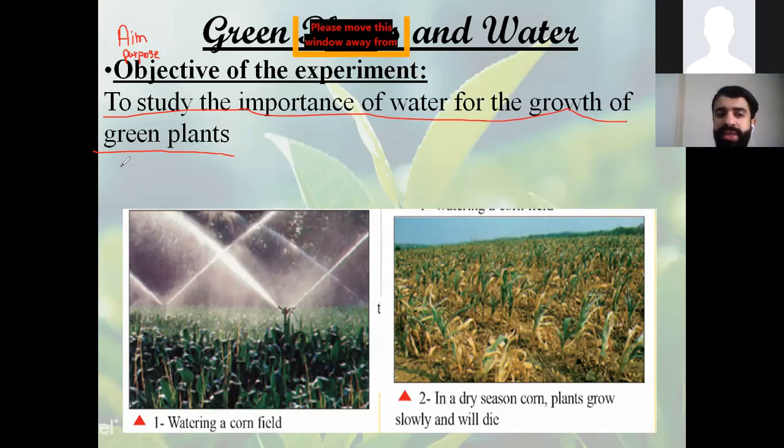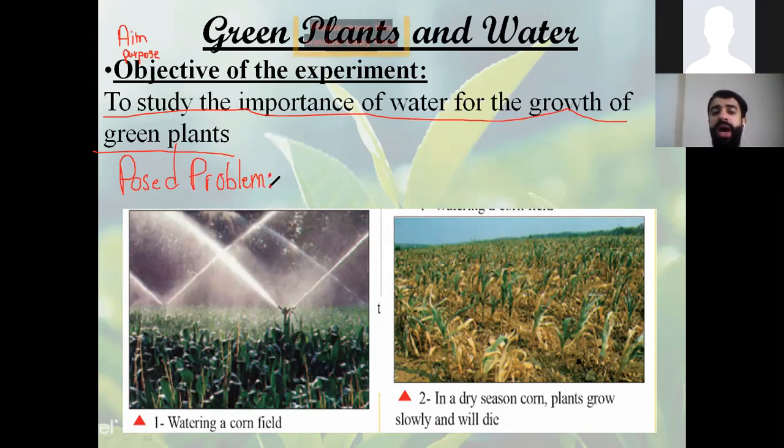Now we're going to study something new. What is the posed problem? The posed problem is similar to the aim, but it should be in the form of a question. It's the problem that we are going to pose, to explain, and to solve. The aim is to study the importance of water for the growth of the green plants.